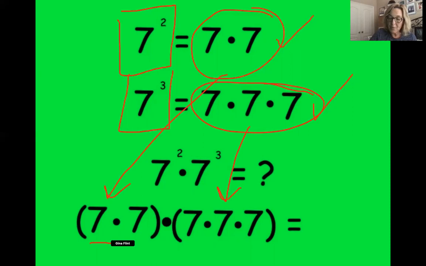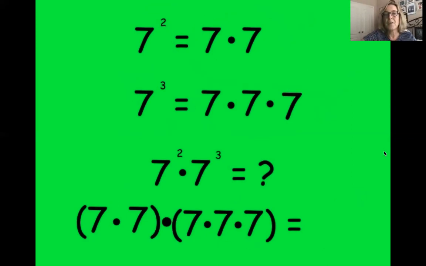Now you can see we have 7 repeated as a factor 5 times. So we would write it as 7 to the 5th power. That would be the simplified version of that multiplication problem or that expression.